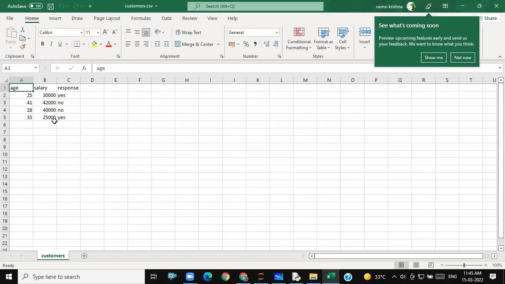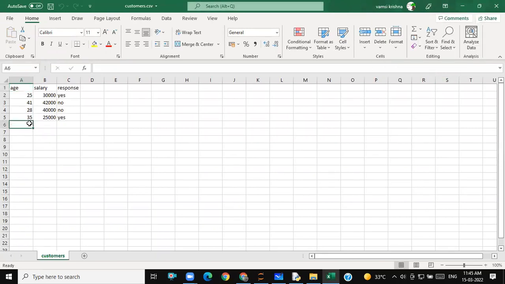So a very small data has been given. If you want, we can take some extra records. Say 32 is the age and the salary is, whatever it may be, 35,000. Then the response is, let us say, no. I've taken some data randomly. So who is responding, who is not responding? Just five people's data is there.